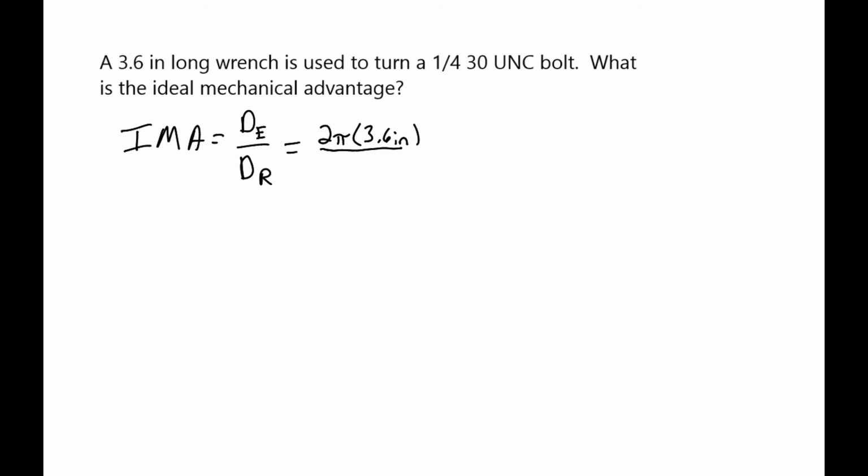Now, this number right here, this 30, gives us the threads per inch. What we want to figure out is how far down the screw goes if you turn it around one time. If you turn it around one time, it's going to go basically through one thread. So to figure out how many inches it goes down, it's 1 divided by that number. So every time you turn it, it's going to go down 1/30th of an inch. So that's what our equation is going to look like for IMA. Do you guys have any questions on that equation before we go on?